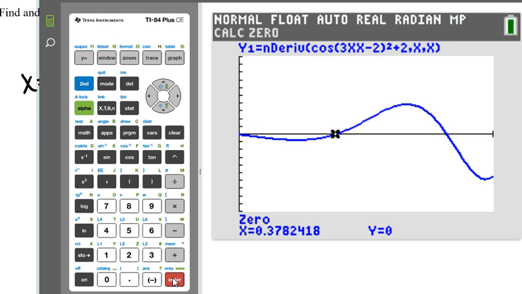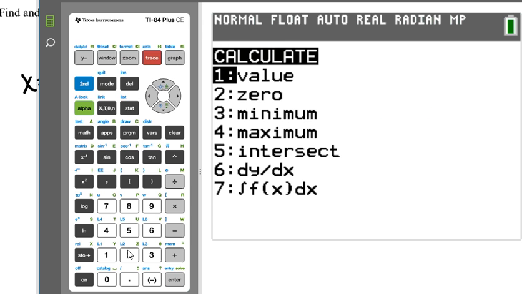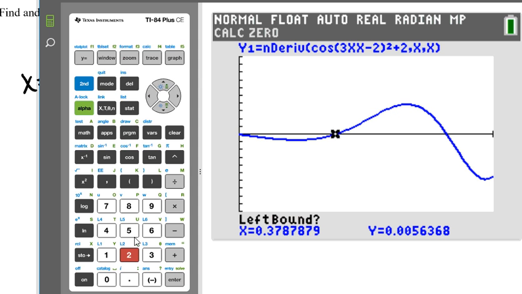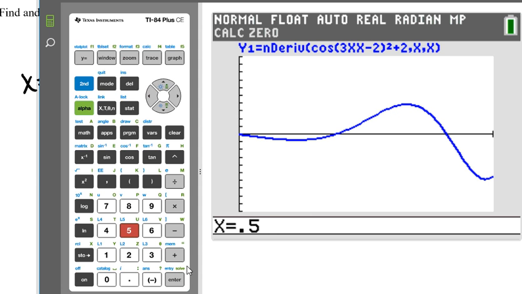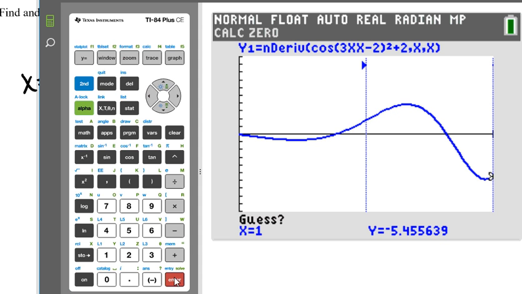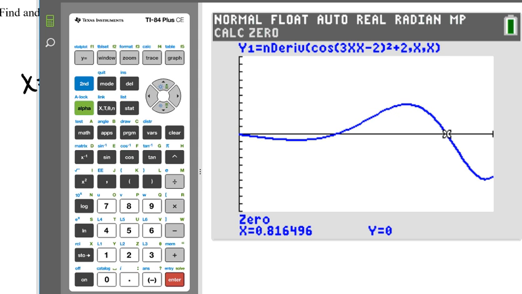0.378. Remember, in AP Calculus, we round to 3 decimals, without question. Don't worry about what's significant or what they're given to you. 3 decimals always. One less thing to worry about. Then the other one. I'm going to do the same thing and calculate another zero. A left bound would be 0.5, and a right bound would be 1. And that zero happens at x equals 0.816.